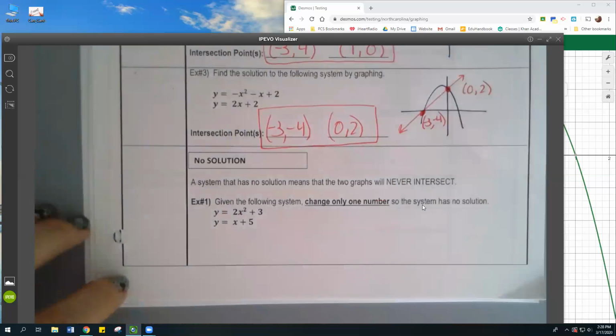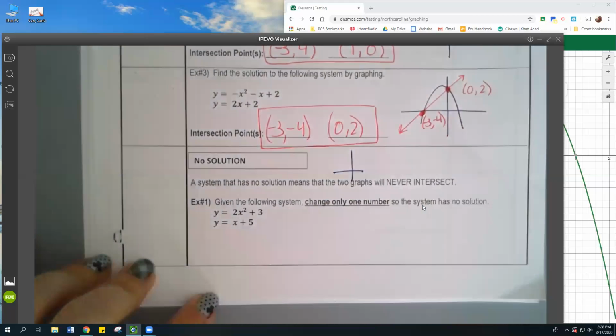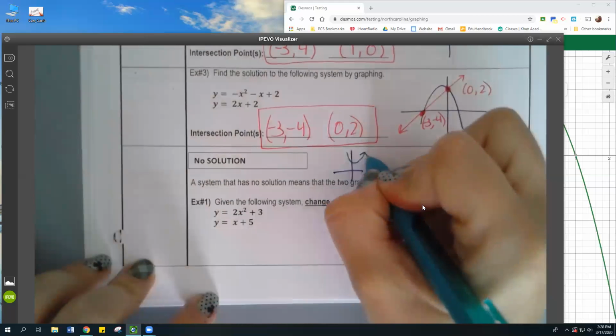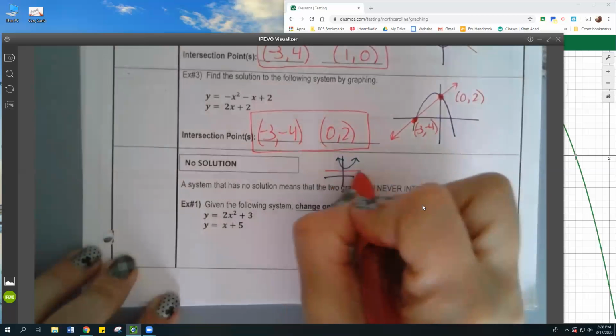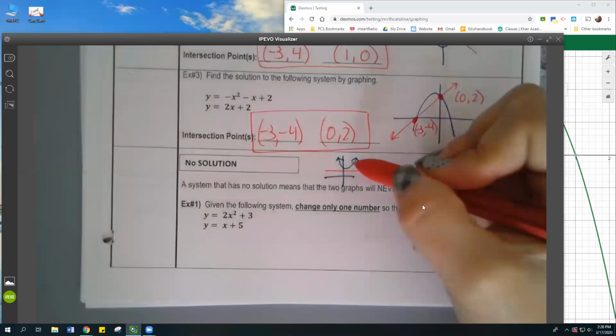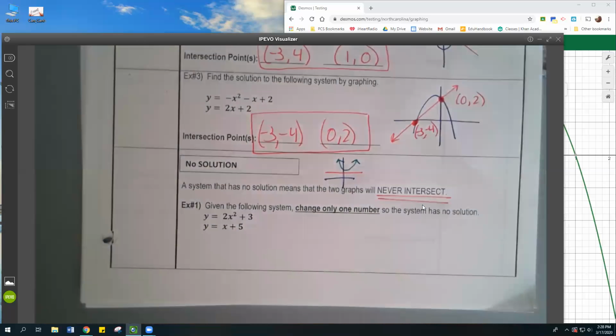So if I think about what that looks like for no solution, it's the same. It just means that I have two graphs that don't intersect each other. So maybe I've got a quadratic like this, and I have a linear like this, and those two graphs never touch each other. That means that they never intersect, and that means that they have no solution.